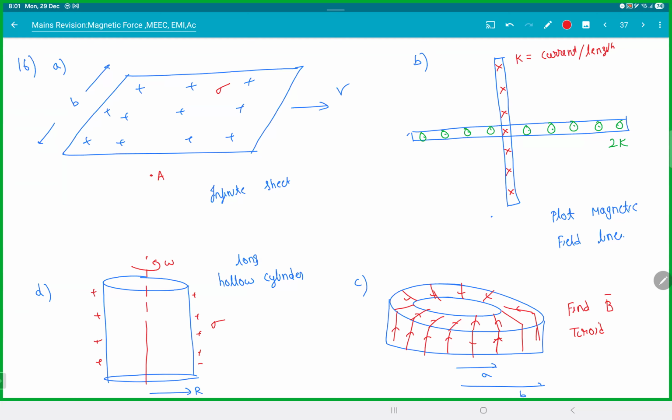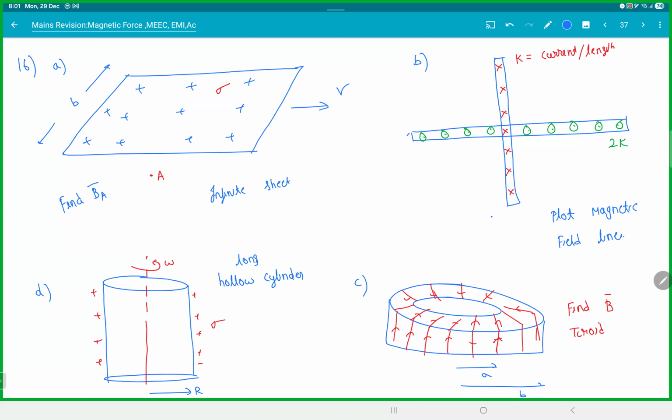So whenever you have charge sheets or charged cylinders rotating and moving, they behave like current loops, isn't it? An infinite sheet moving is similar to an infinite current sheet. A cylinder rotating is similar to a solenoid. There are currents basically. So find the magnetic field due to that infinite sheet, and the magnetic field due to the cylinder.